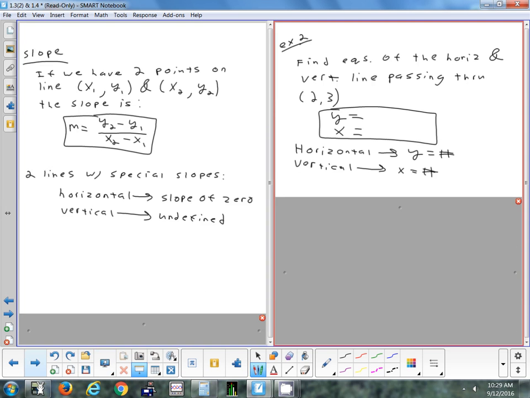Remember, horizontal and vertical lines do not have an X in them. I mean, an mx plus b form. Okay, it's just y equals a number or x equals a number. Yeah, go ahead, Cody. Y equals 3. Yep, y equals 3, and that you can graph on the calculator. That's the horizontal line that goes through the point 2, 3. How about the vertical line? Yeah. X equals 2. That you cannot graph on the calculator. That's it.